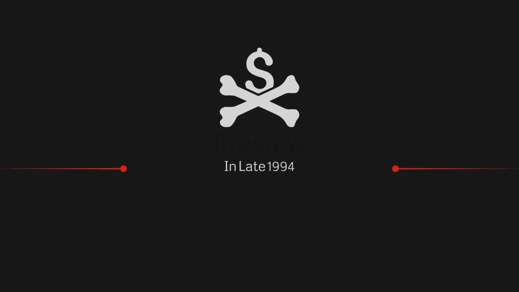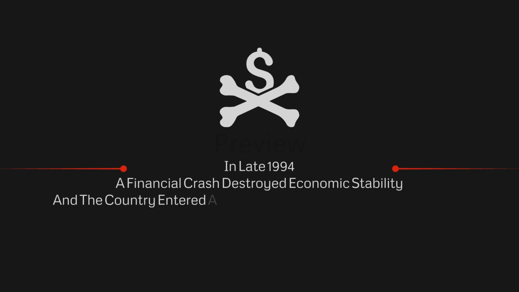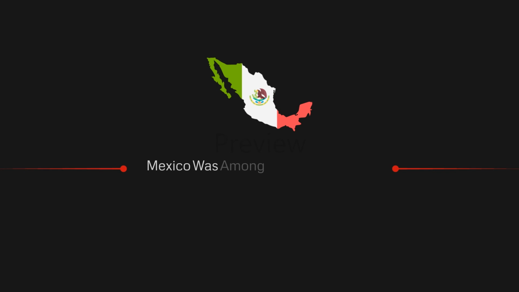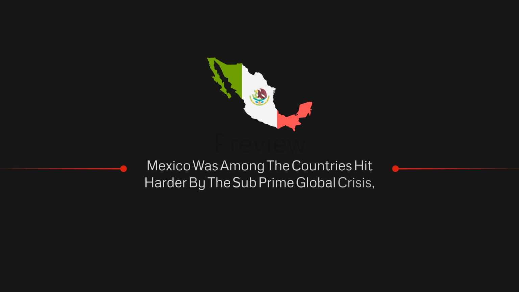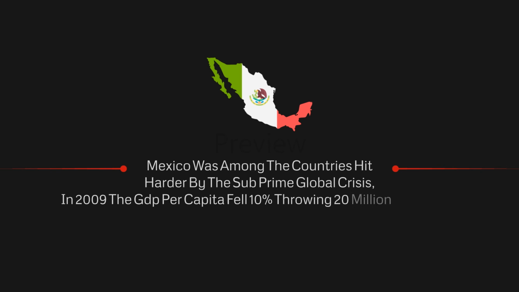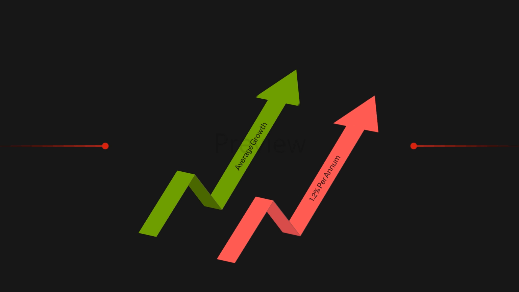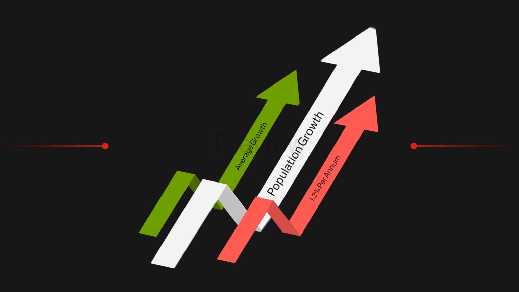In late 1994, a financial crash destroyed economic stability, and the country entered the Great Depression, which endures today. Mexico was among the countries hit harder by the subprime global crisis. In 2009, the GDP per capita fell 10%, throwing 20 million into poverty. Mexico's average growth in the past 30 years is less than 1.2% per annum, with a population growth of almost double.